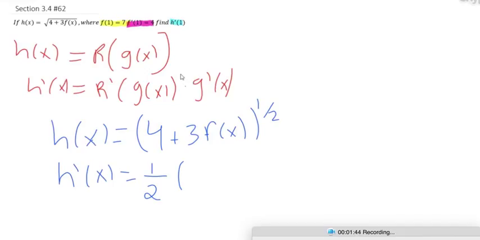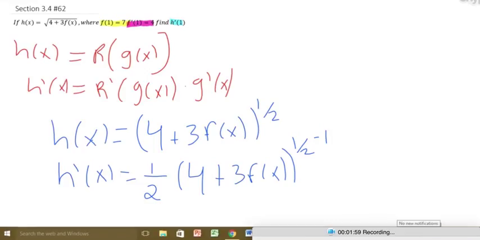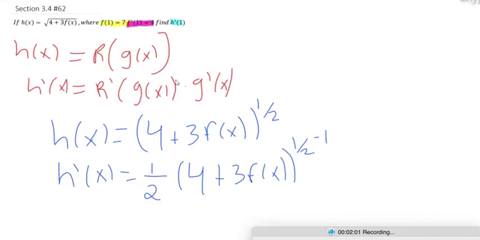by 4 plus 3 times f of x to the power of 1 on 2 minus 1. And then we know that we're going to have to multiply it by the derivative of what's inside the parentheses as indicated here. So it's going to be 3 times f prime of x.